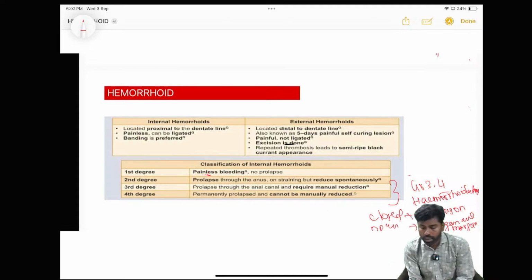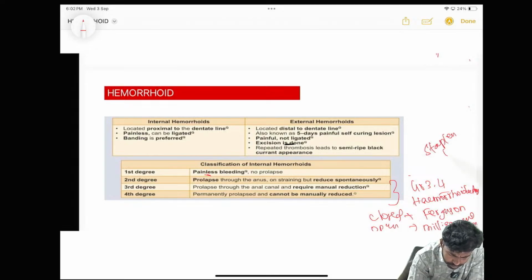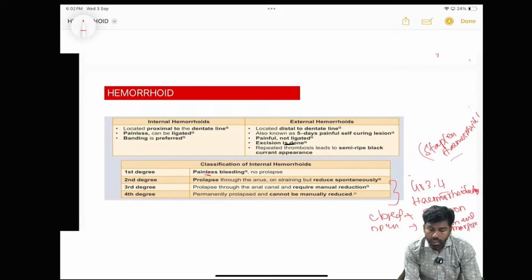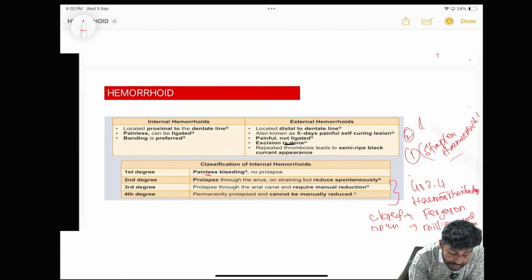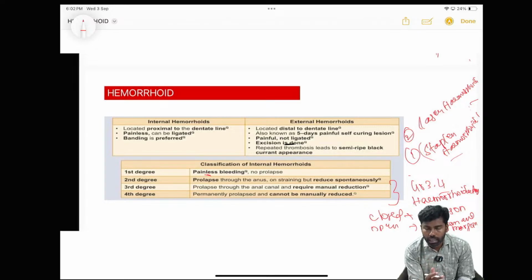Another technique, the recent technique, what recent technique? Stapler hemorrhoidectomy. Then what is the treatment for grades 1 and 2? Another recent technique, one is stapler hemorrhoidectomy, another is laser hemorrhoidectomy. So once the patient is symptomatic, like grade 3 and grade 4, we use either the open technique, the closed technique, stapler hemorrhoidectomy, or laser hemorrhoidectomy.